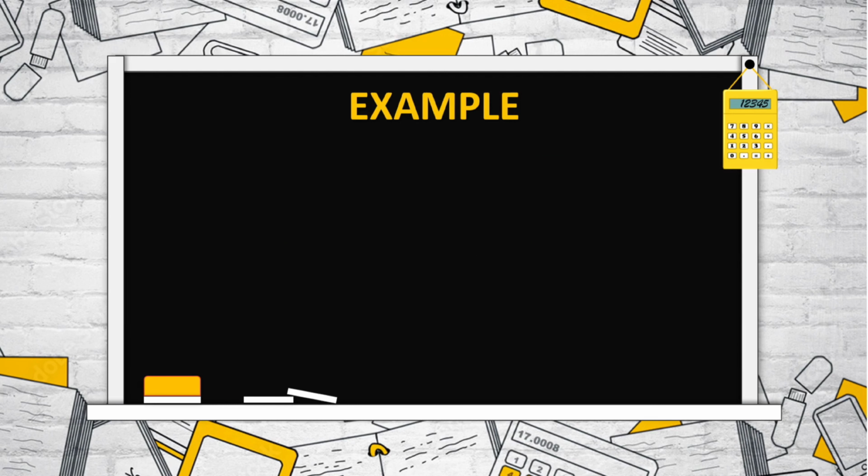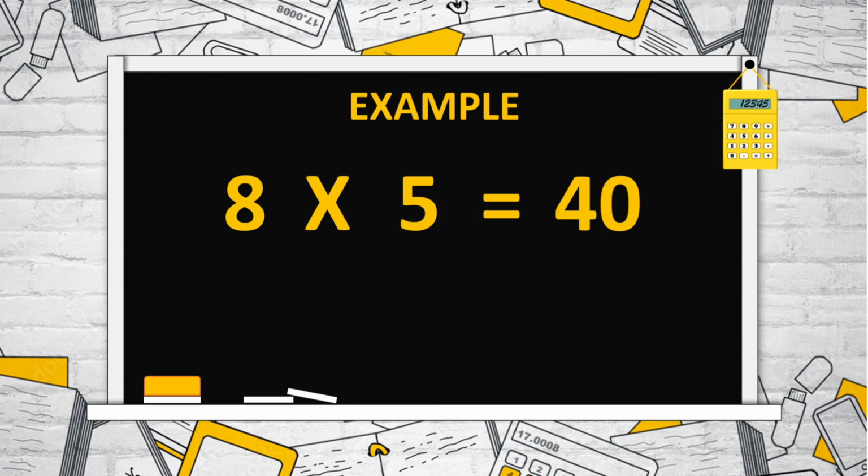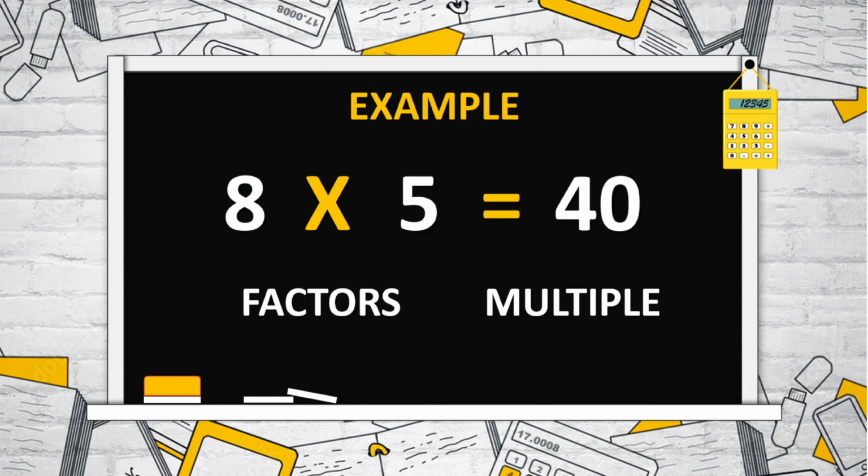So we will understand this with an example. When 8 is multiplied by 5, it gives us 40. This 40 is the multiple of 8 and 5, whereas these 8 and 5 are the factors of 40, and this is the basic relationship between factors and multiples.